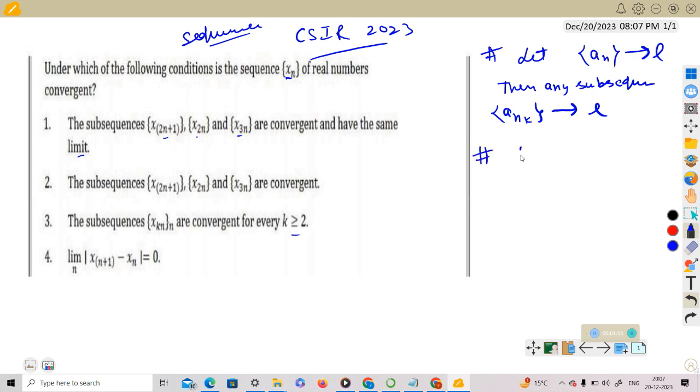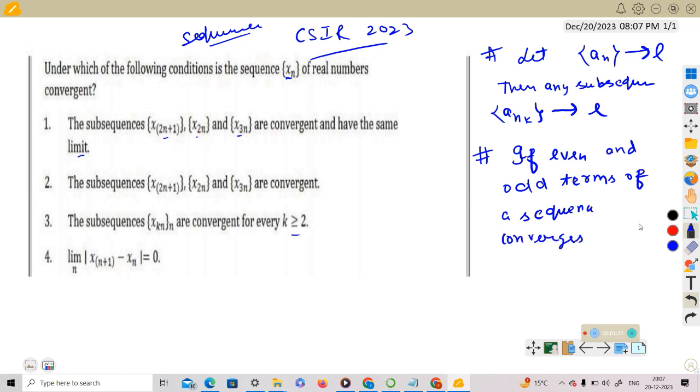And the second result is, if the even and odd terms of a sequence converge to the same limit, then the sequence converges.